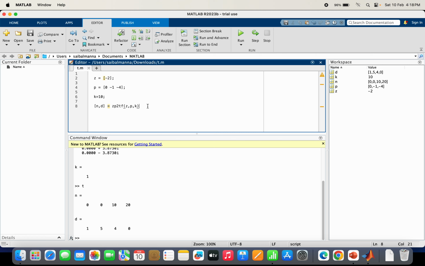Now if you want to print the transfer function properly, meaning with s cube, s square, you have to remember this command: sys = tf(n, d), with s. Okay, now run the program. Here you can see the numerator is 10s plus 20. Here you can see these are the coefficients, and the denominator is s cube plus 5s square plus 4s.